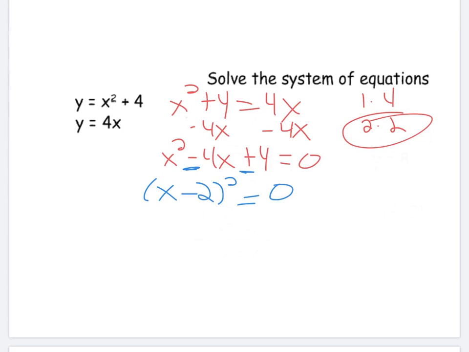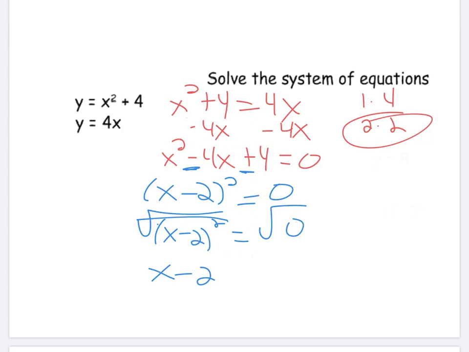So I would then have to take the square root of both sides. So I'd have the square root of x minus 2 squared and the square root of 0. So the square root and the square cancel each other out, so I have x minus 2, and then that equals 0. So to solve this one, I would have to then add 2 to both sides, and I'd be left with x because these two would cancel out, and x would be equal to 2.